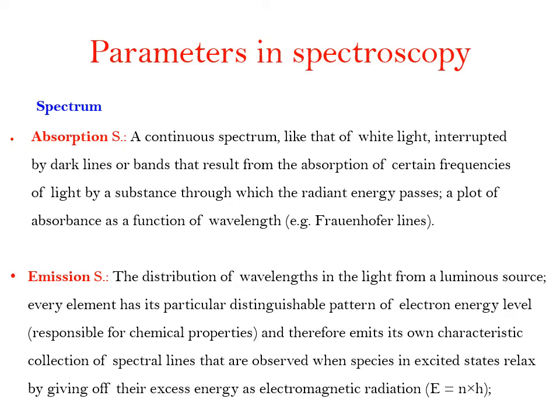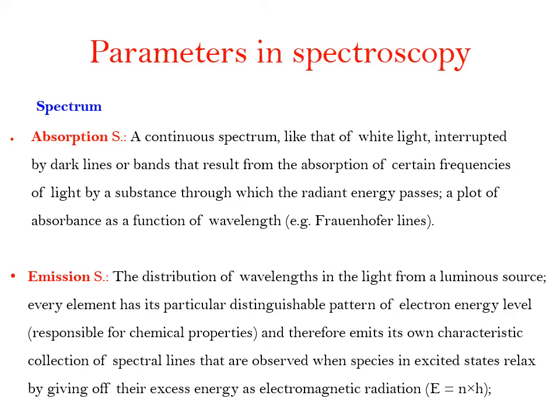On the other hand, we have also the emission spectra, which is the spectra of the emitted light. The distribution of wavelengths in the light from the luminous source. Every element has its particular distinguishable pattern of electronic energy levels, which is responsible for chemical properties and therefore emits its own characteristic collection of spectral lines that are observed when a species in an excited state relaxes by giving off their excess energy as electromagnetic radiation.